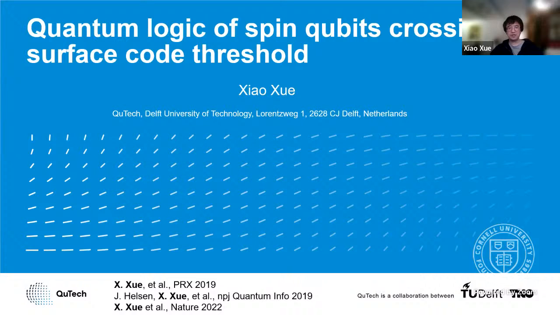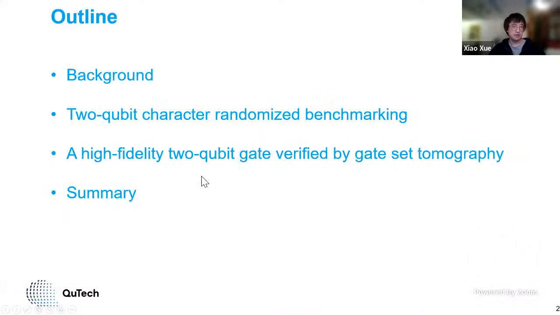And considering the background of the audience, I would like to spend quite some time to introduce some basic knowledge about spin qubits. Here comes the outline. I will start with the background, which might take some time. Then I will go to the first experiment, which is the two-qubit character randomized benchmarking. And then I will go to the most recent experiment, that is high fidelity two-qubit gate verified by GST. Finally, I will do a very quick summary.